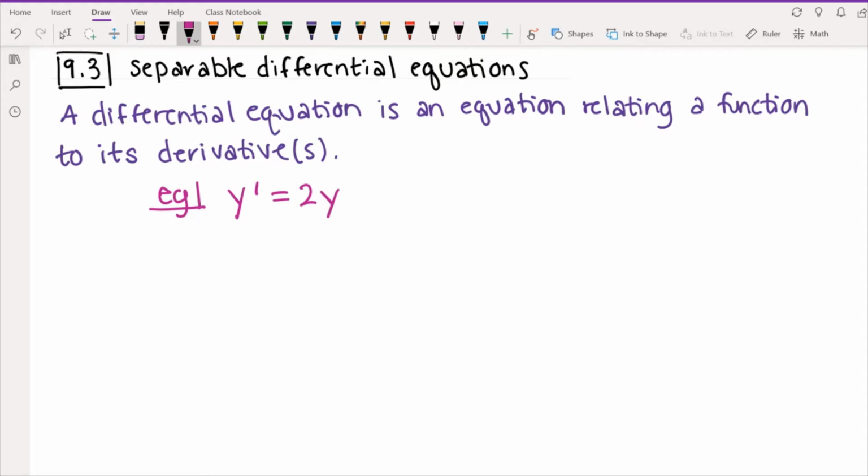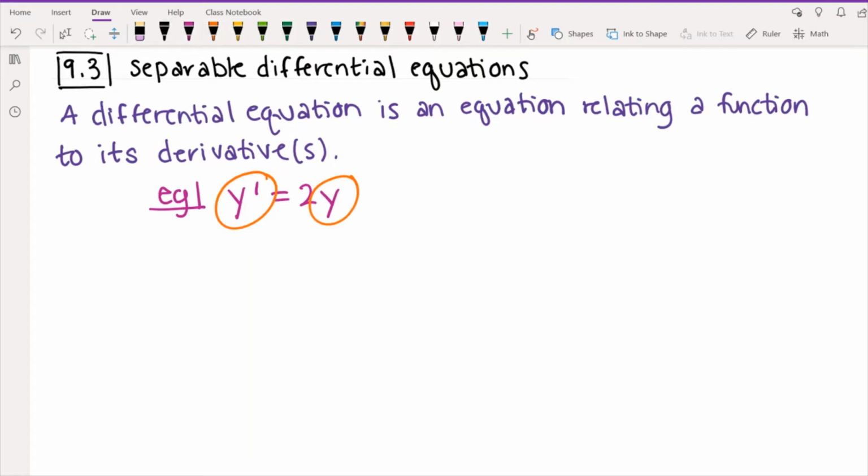So how does this fit the description? Well, this is an equation, right? And it is a relationship between the derivative, which is y prime, and the original function, which is y. And so specifically, this is a relationship that says that the derivative is 2 times the original function.